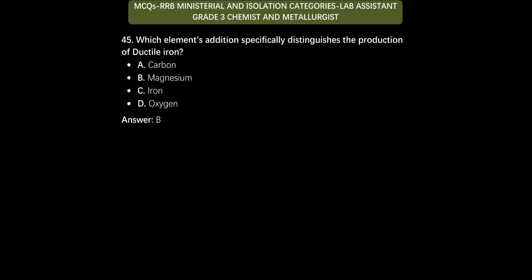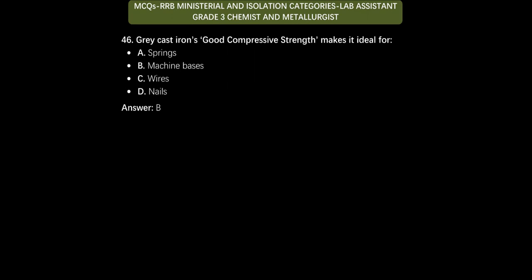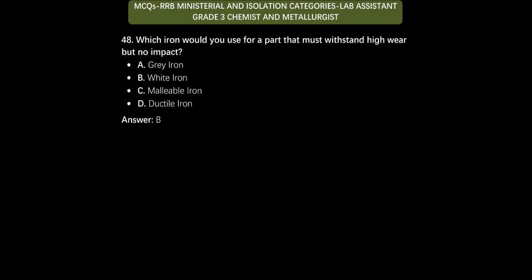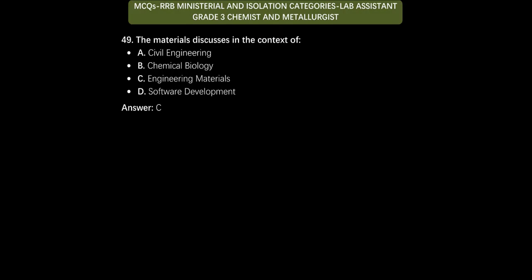Which element addition especially distinguishes the production of ductile iron? Option B, magnesium. Grey cast iron's good compressive strength makes it ideal for option B, machining bases. Hardness is the defining characteristic of option C, white cast iron. Which iron would you use for a part that must withstand high wear but no impact? Option B, white iron. The materials discussed are in the context of option C, engineering materials.